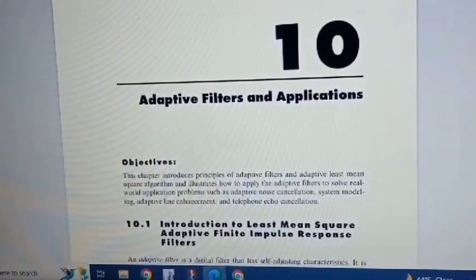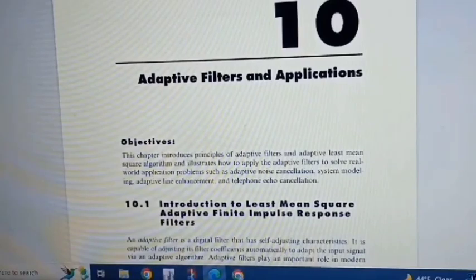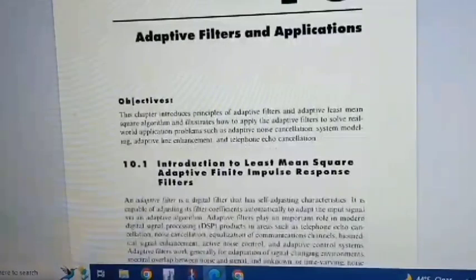In this video, I tell you about adaptive filters and their applications. First of all, what are adaptive filters? An adaptive filter is a digital filter that self-adjusts its coefficients to optimize its output in response to changes in its input or environment. It continuously updates its parameters based on specific algorithms, such as least mean squares and Wiener filters.